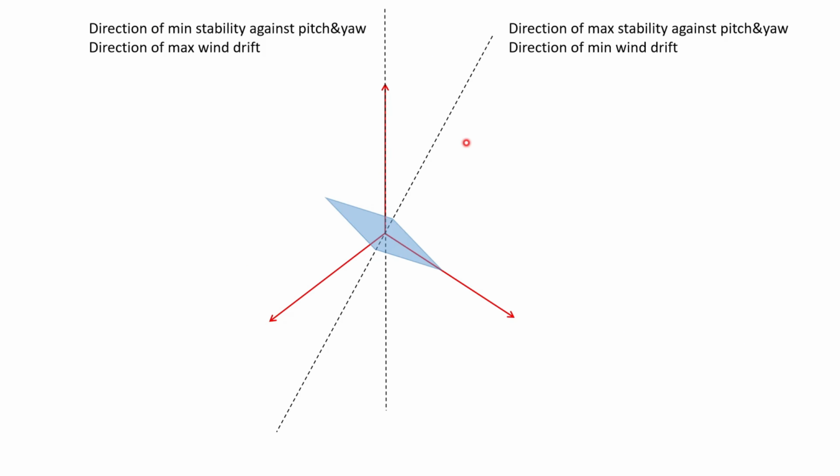So here I have two dashed lines. This line represents the direction of maximum stability against pitch and yaw. So if the tail of your arrow kicks out this way or this way, your arrow is going to be most stable. Okay? It is also the direction of minimum wind drift. If wind comes in this direction, your arrow will be affected the least.